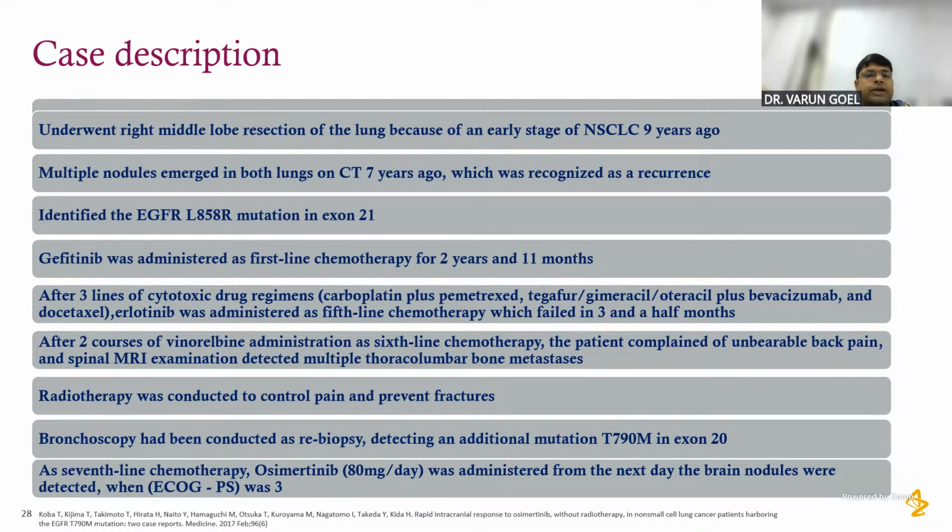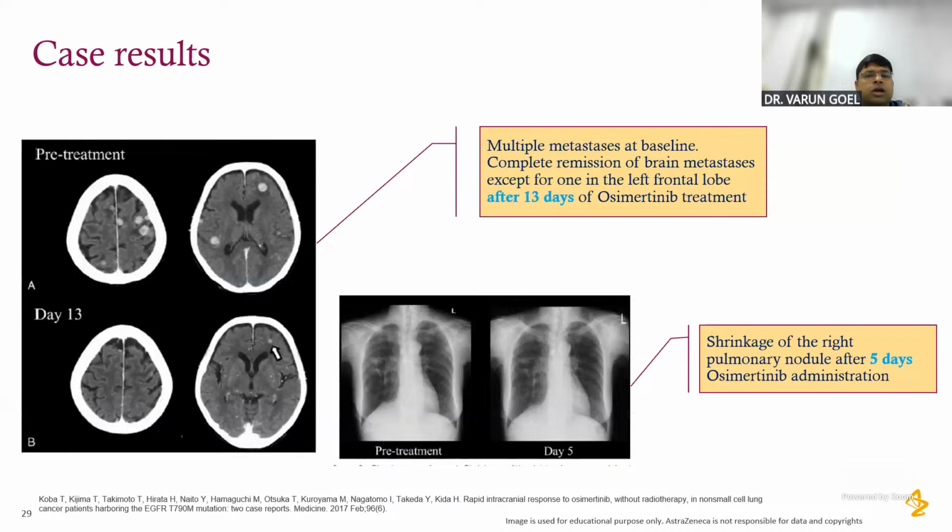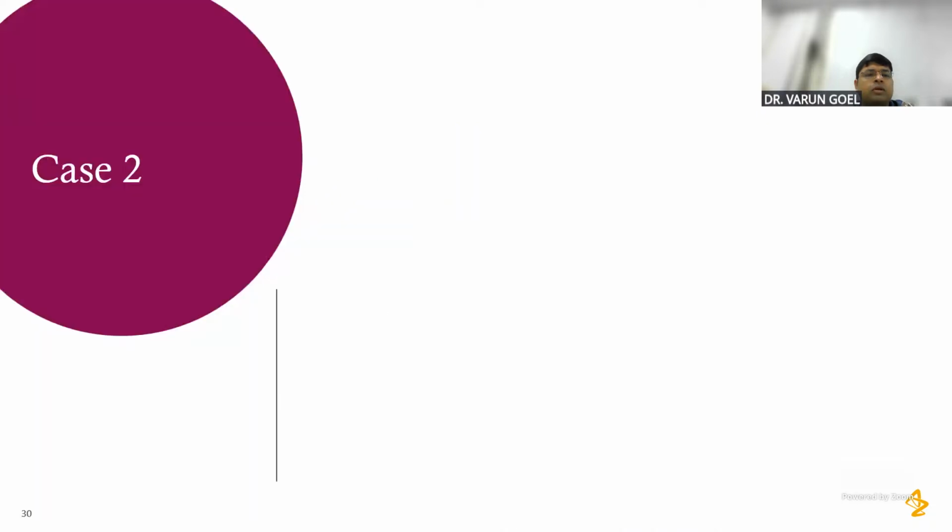Then vinorelbine was tried. Then the patient progressed further and developed thoracolumbar bone mets. Radiotherapy was given for that, for pain and palliation. And later, as a desperation, because osimertinib was now available commercially, osimertinib was given to this patient, and this patient has shown surprisingly very great results.